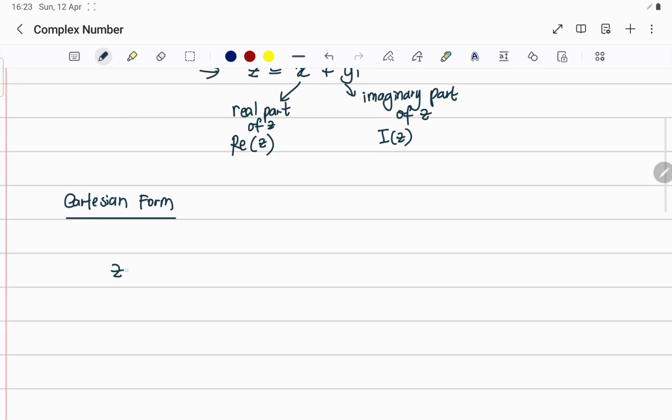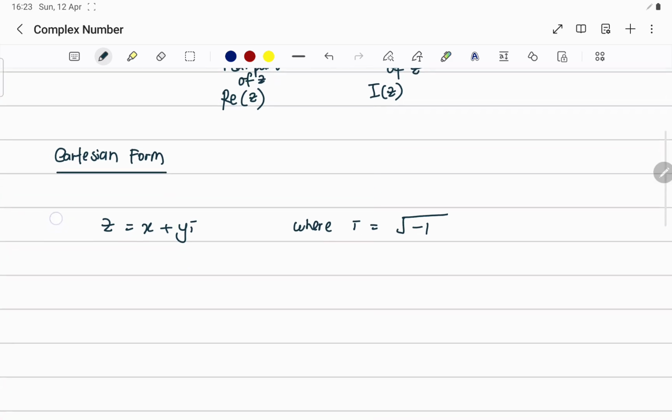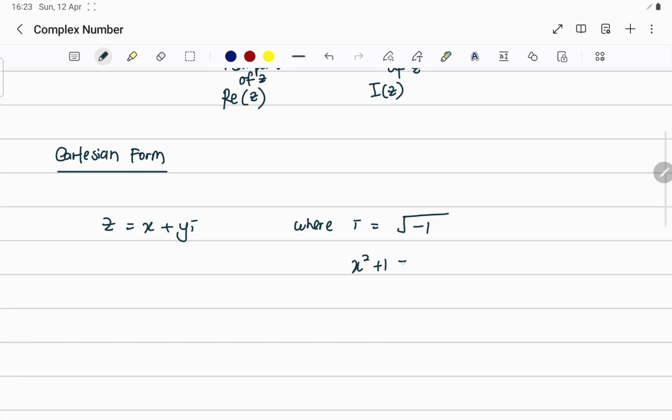Here if you see we have i, and this i is actually the square root of -1. We define it this way in order to solve equations that have no real solution. I'll give you an example: let's say we have x squared plus 1 equal to 0. We move 1 to the right side and you're going to get -1.